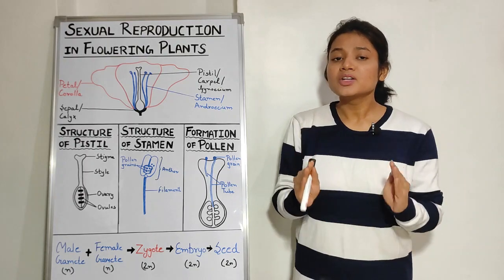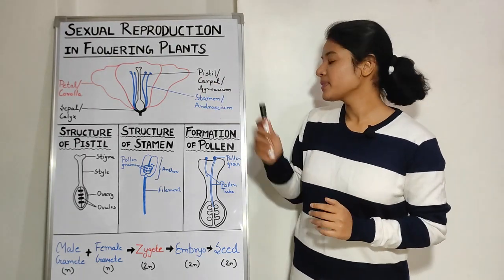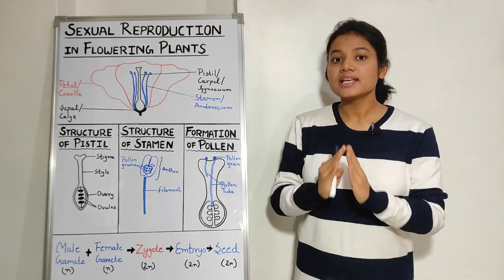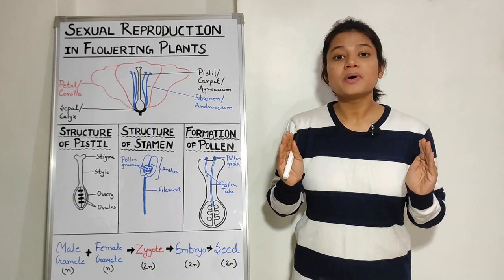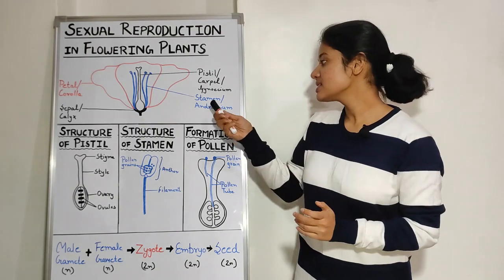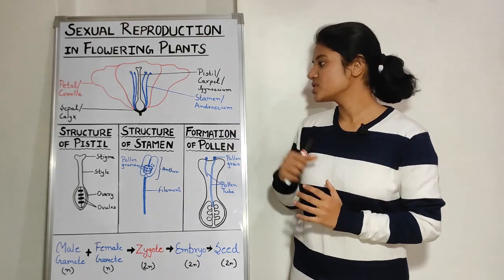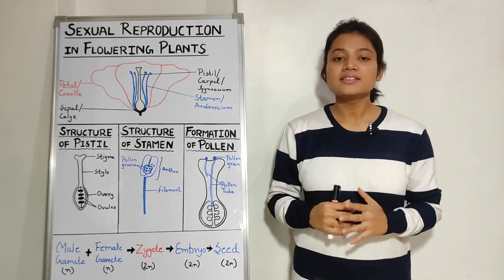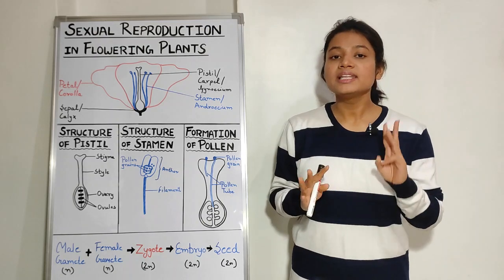The female part of the flower is known as pistil or carpel, and the collection of pistil is termed as gynoecium. The male reproductive part of the flower is known as stamen, and the collection of stamen is termed as androecium. Now if we look at the structure of a pistil or carpel, it consists of mainly 3 parts.